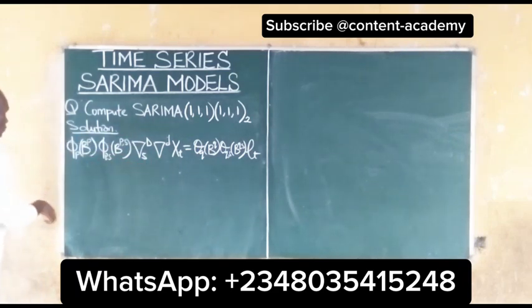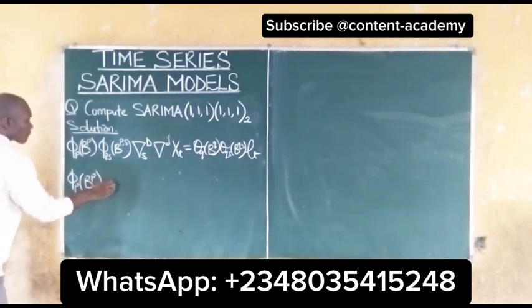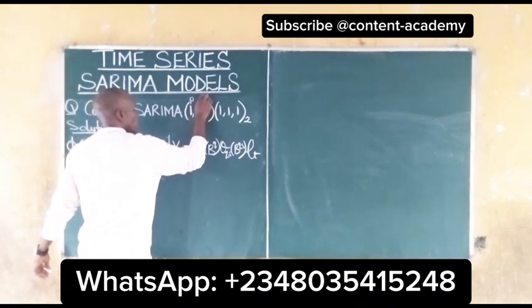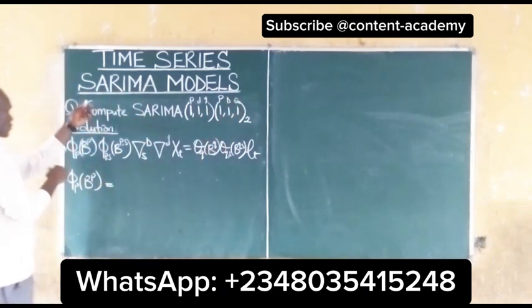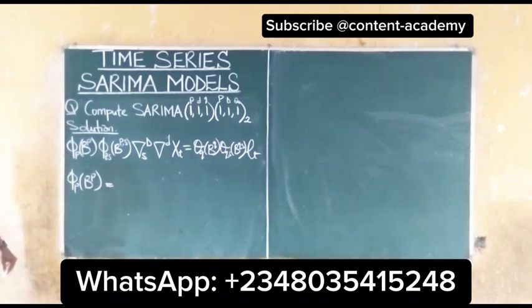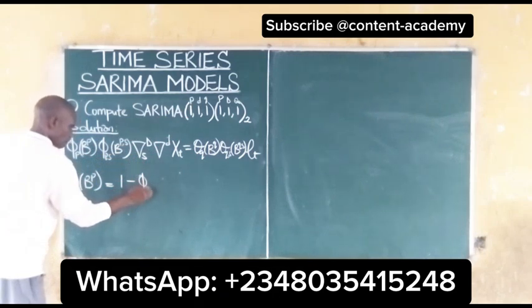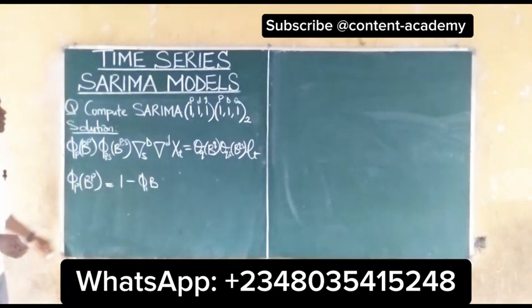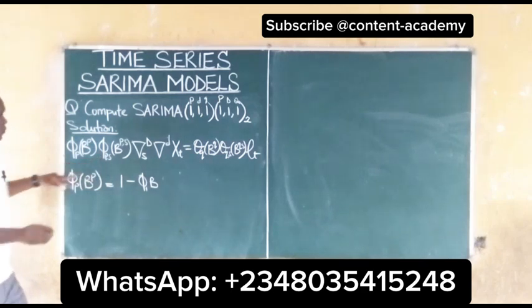Now, the first part, which is p, d, q, that means p, d and q, then capital letter P, capital letter D, and capital letter Q. Now, for the autoregressive part, we have it of order p, which is 1, just 1. So we have 1 minus phi 1 B. That is it.